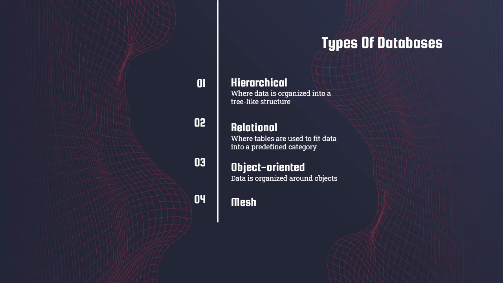Types of databases. Firstly, we have hierarchical, where the data is organized into a tree-like structure. Secondly, relational, where tables are used to fit data into a predefined category. Third, we have the object-oriented, where data is organized around objects. And lastly, we have mesh.